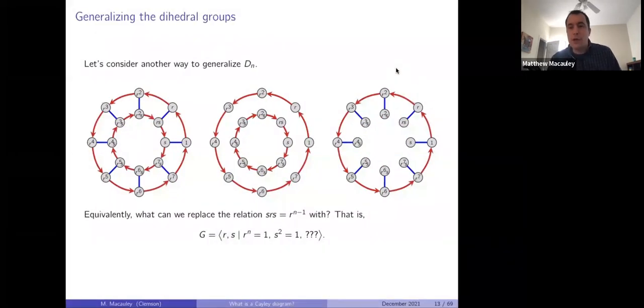So how do you generalize the dihedral group? The dihedral group has an element of order n, a rotation, and then another element of order 2, a reflection. And then these inner circles go this way. So what if I remove this inner circle and ask, how can I reconnect these inner red arrows? In other words, what options do I have of replacing this relation with something else?